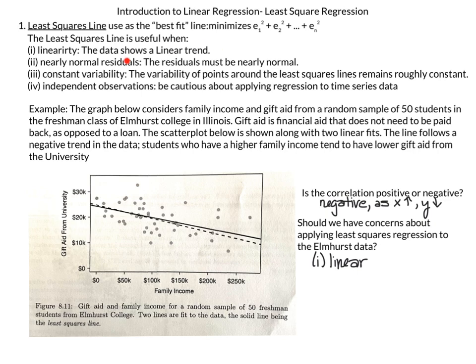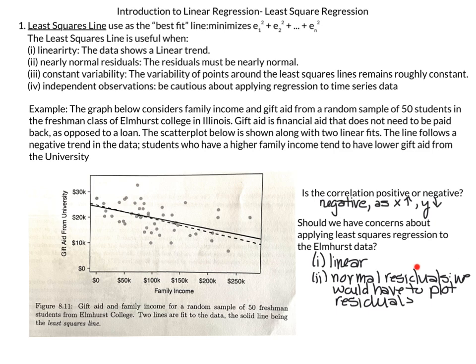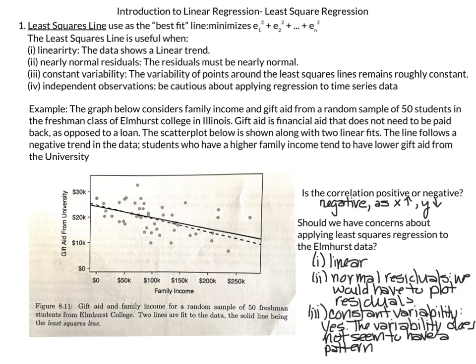The next criterion is that residuals must be nearly normal. To do this one, we would have to plot the residuals, which I haven't done yet. And our last criterion is constant variability. Well, actually, there's one more after that. Constant variability, yes, there's sort of constant variability. The difference between these points and the line is roughly within some distance. It's not like they're wildly scattered far away from the line and then some of them are super close. They're pretty tight around the line.